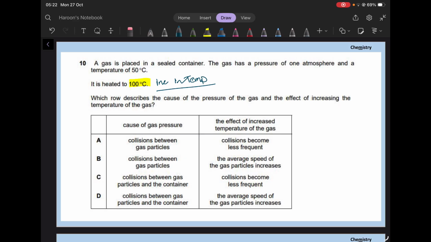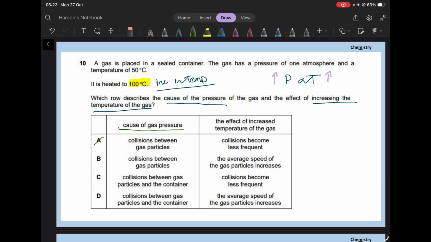Pressure and temperature have a direct relationship, right? Now, which row describes the cause of the pressure of the gas and the effect of increasing the temperature of this gas? So, an increase in temperature would actually cause an increase in pressure, right? Okay, now let's discuss all these options. Option A, cause of gas pressure, collision between the gas particles. No, it is collision of the particles with the walls of the container, right?